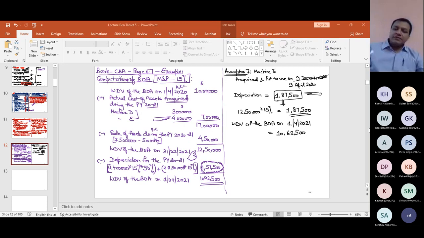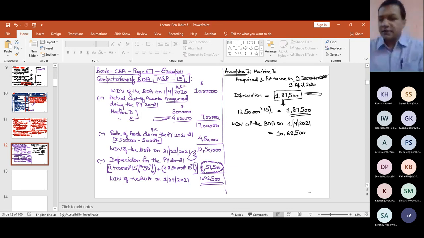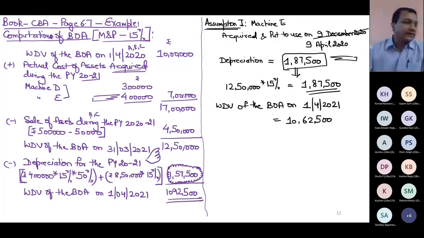Opening WDV remains same. Actual cost acquired remains same. Sale remains same. Closing WDV remains same. Depreciation amount and next year WDV would change. I hope everyone understood it. Next point. Another assumption now. I will make some changes with another assumption. So in every assumption then we will see how the changes will be reflected exactly.